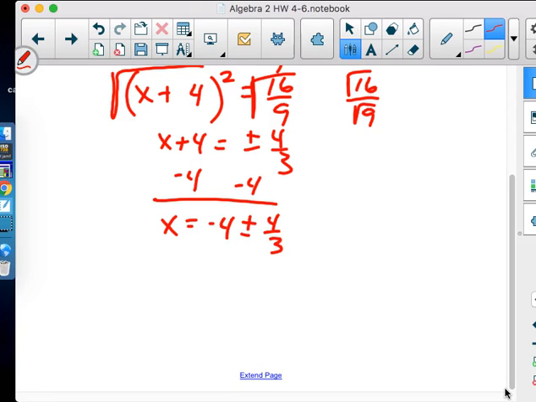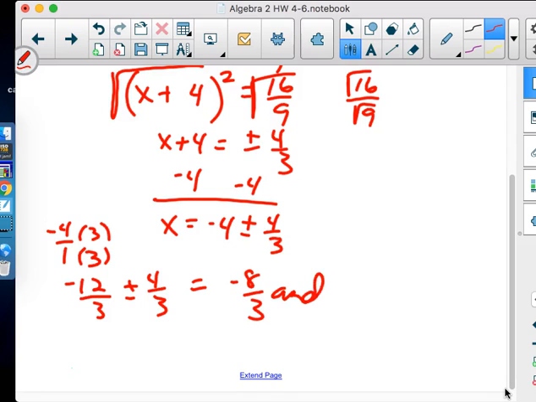So now I could punch that into the calculator and get my 2 answers, or I could remember, hey, you're supposed to have common denominators when you put this stuff together. So negative 4 over 1, I'd need that to have a 3 on the top and the bottom, so that would be negative 12 over 3 plus or minus 4/3. So negative 12/3 plus 4/3 would give us negative 8/3. And negative 12/3 minus 4/3 would be negative 16/3. That's a good one. We've got a little fraction action going on there.